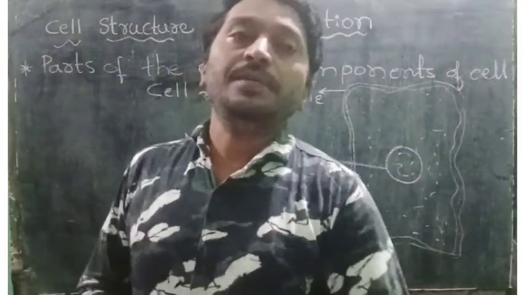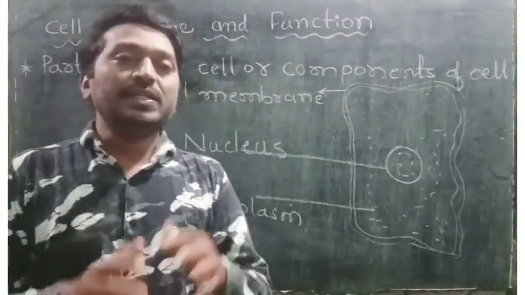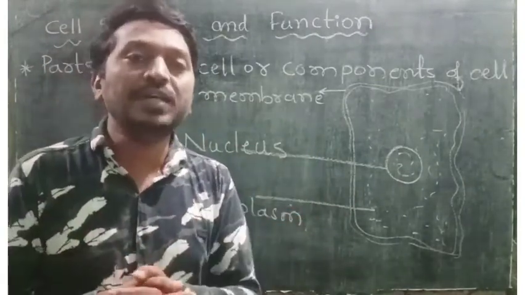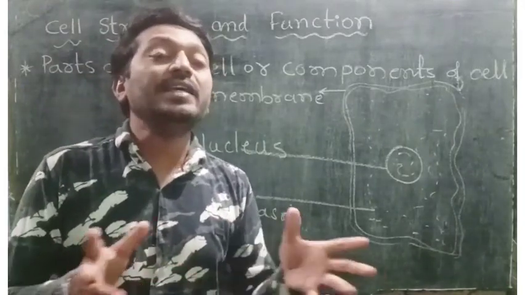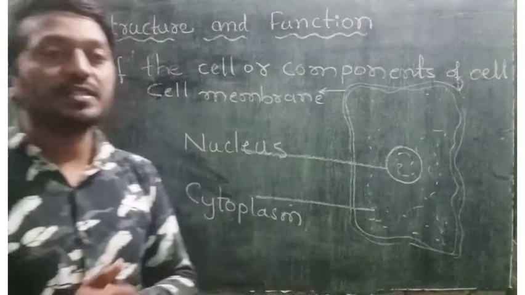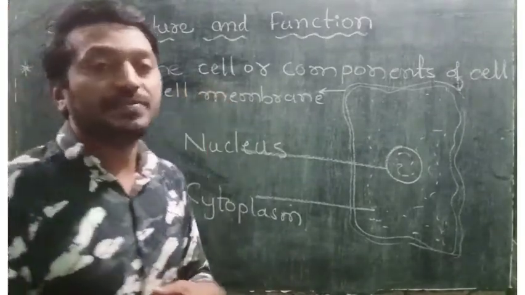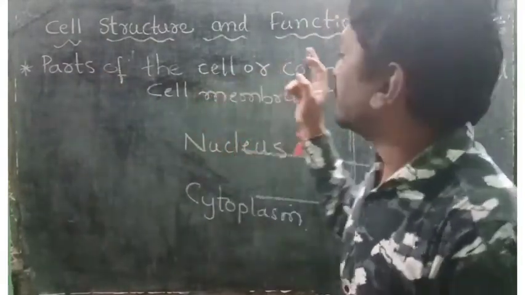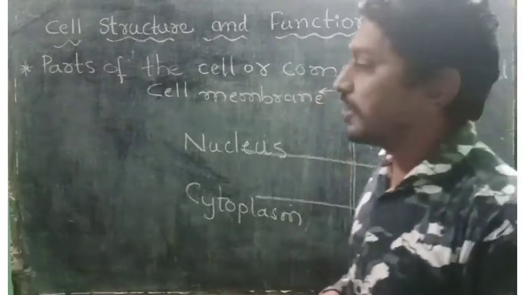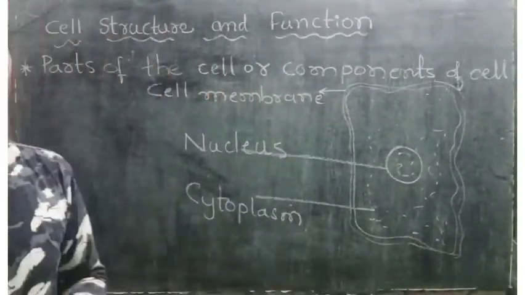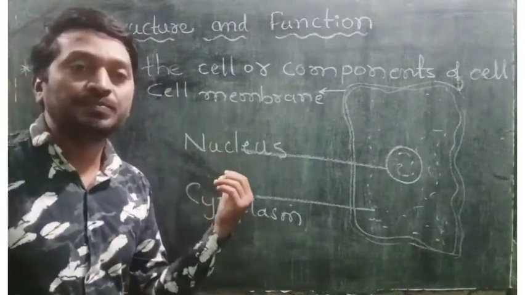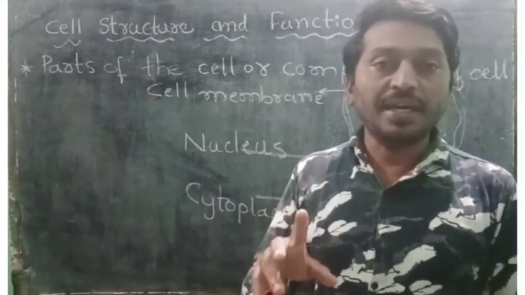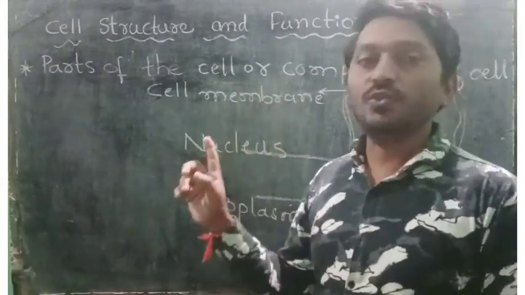As you know already, cells can be studied in detail with the help of a compound microscope with higher magnification, my dear students, right? There are three parts of the cell, or three components of the cell. They are cell membrane, nucleus and cytoplasm. There are mainly three components of a cell: cell membrane, cytoplasm and the nucleus.